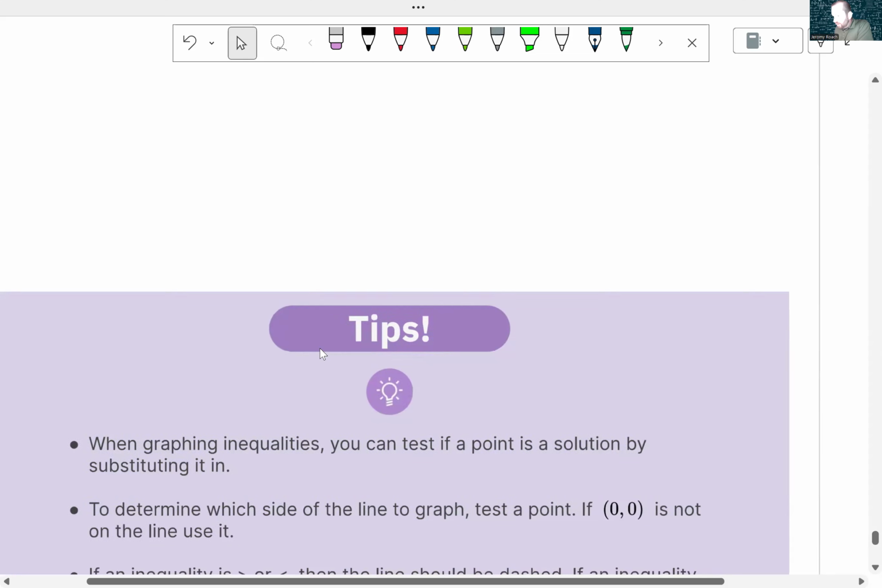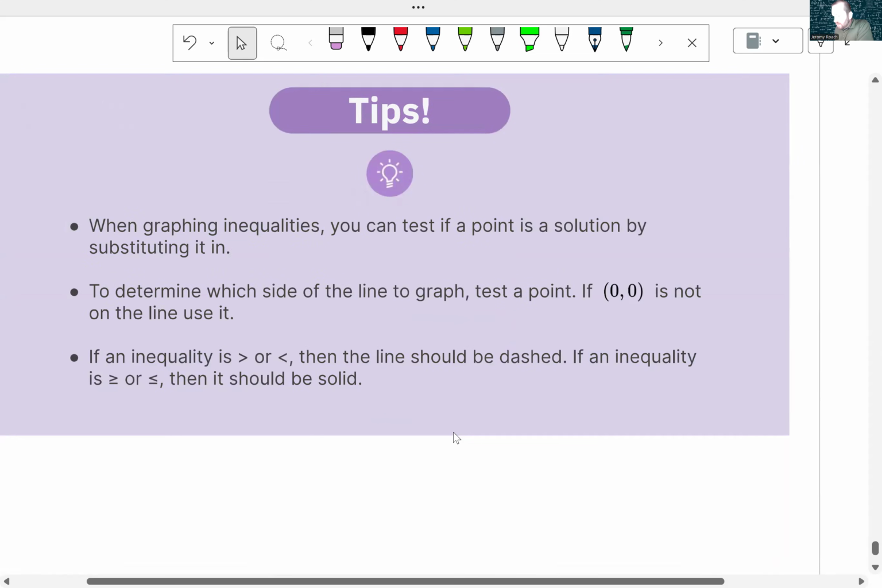Okay, and that's just another example there. So again, graph your inequalities with Desmos. Make sure to use a test point, and also know the difference between if it should be a solid or a dashed line, and what those mean.